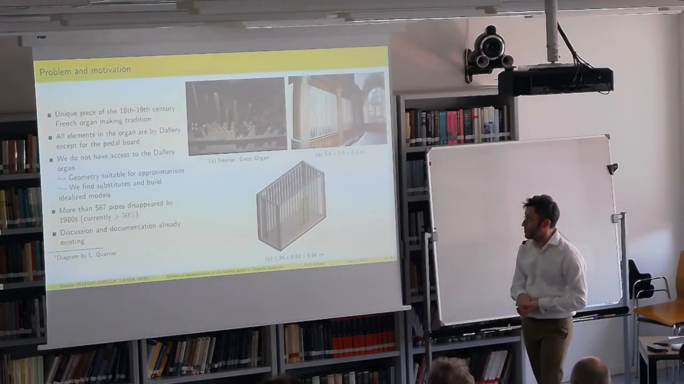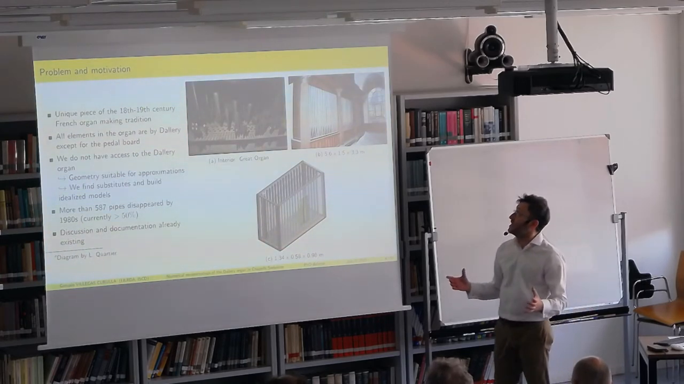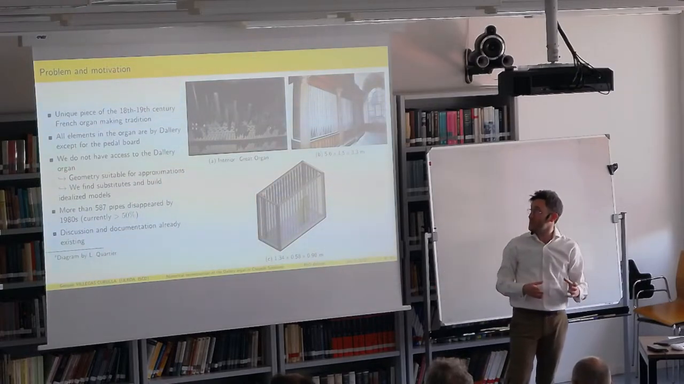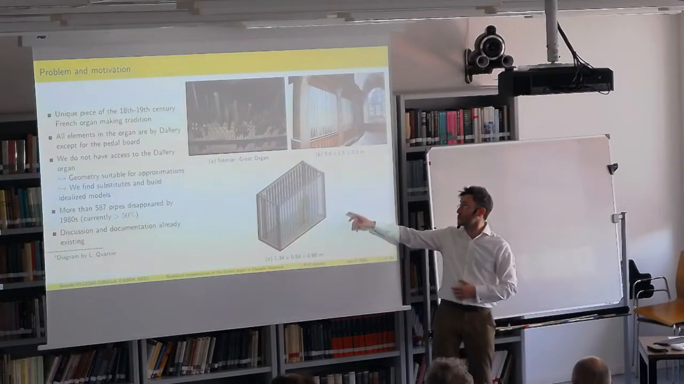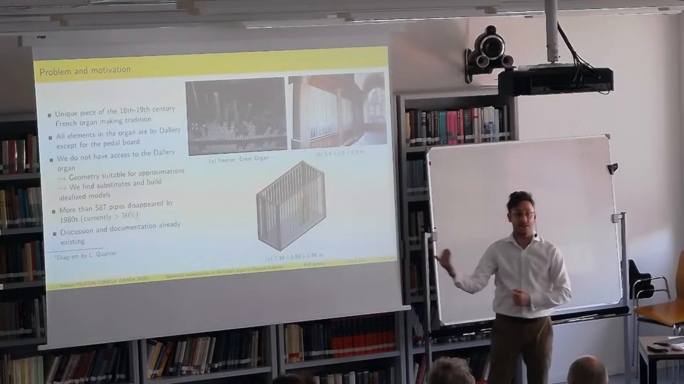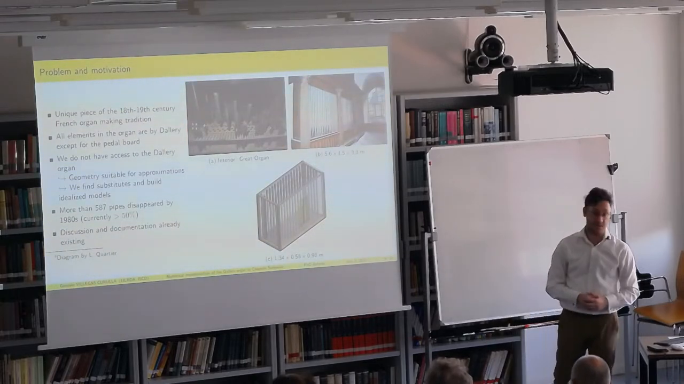It is also convenient for us that the geometry of the enclosure that houses the 1,000 pipes, 1,300 in this case, is easily transferred to an approximation, such as a shoebox geometry, a unique interior volume, and a flat facade array of cylinders or pipes at the front.